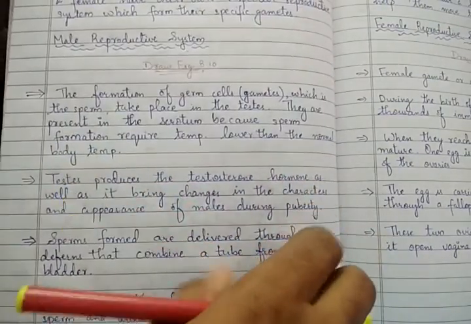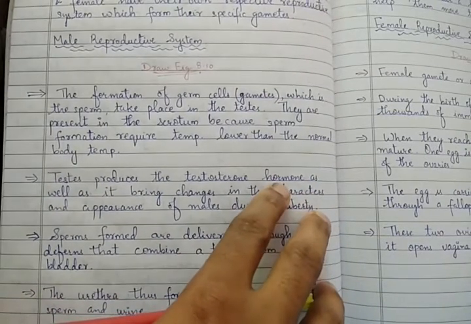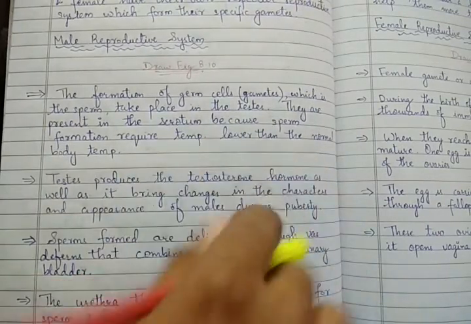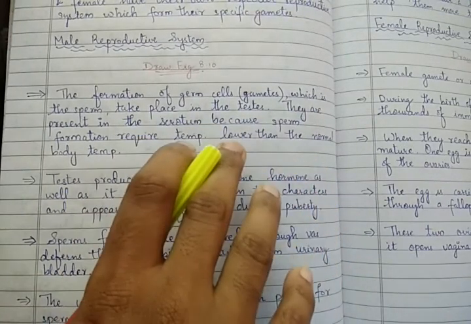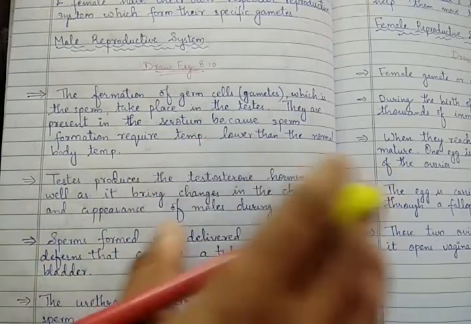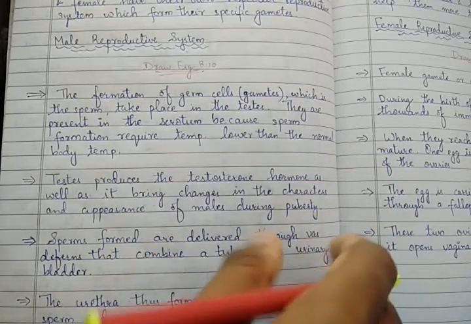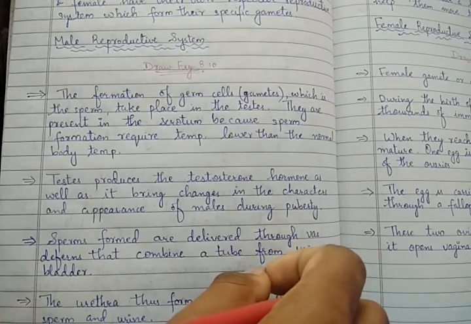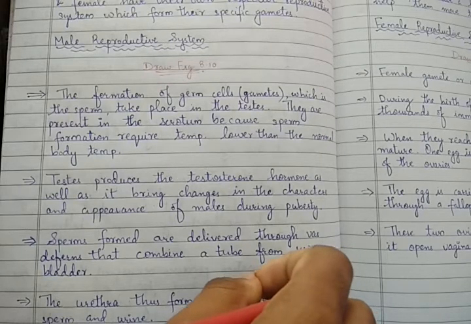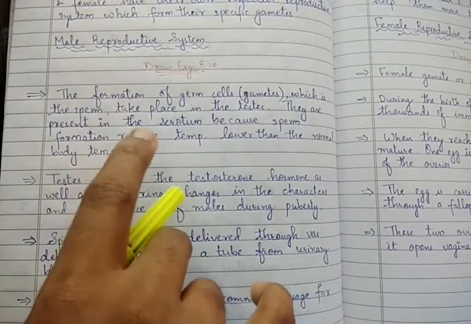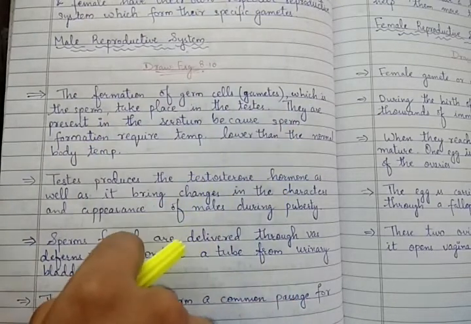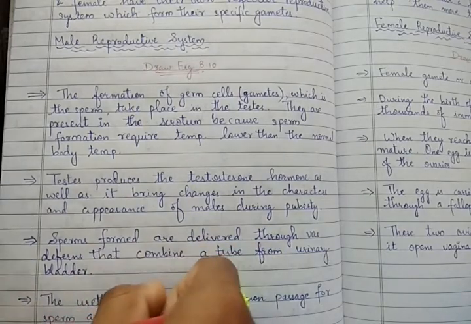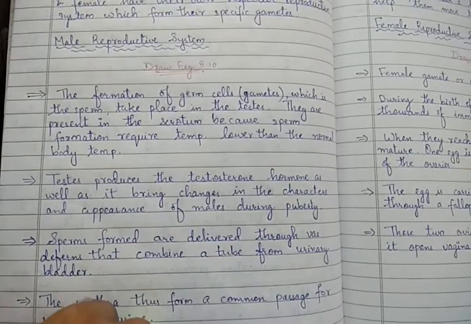This testis is present in the scrotum, because the sperms must be kept at a temperature which must be very much lower than the normal body temperature. Otherwise, the quality of the sperm or the motility of the sperm, meaning the movement of sperm, will not be good enough to take part in the fertilization of the egg cell, right? Because we know that the male gamete moves, but the female gamete doesn't move. Male gamete will be going into the female gamete's body to take part in the fertilization process.